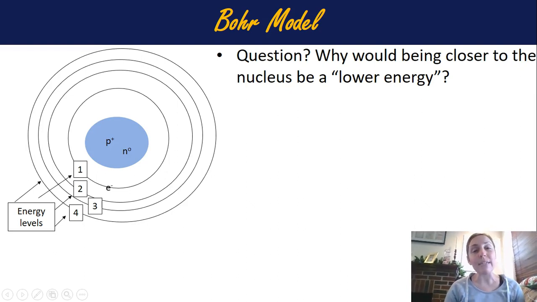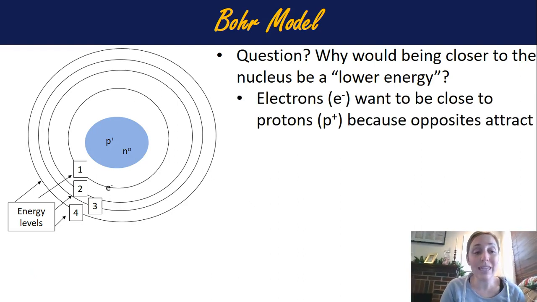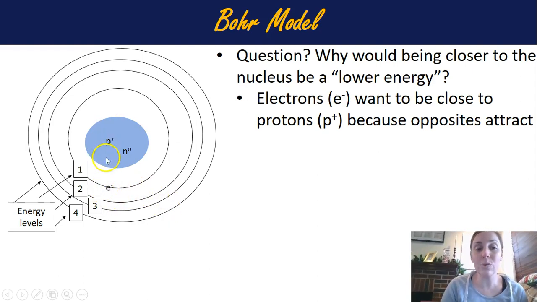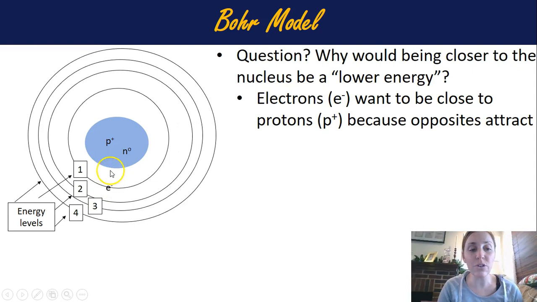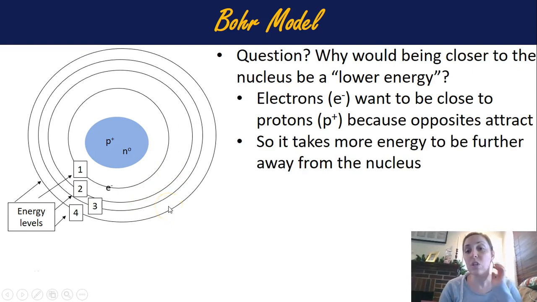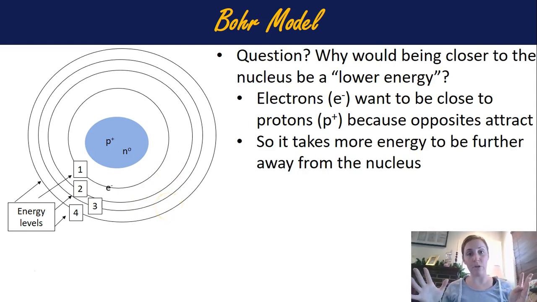When you think about this, you have to think about what is an electron and what's hanging out in the center of the atom. Electrons that are hanging out here in the electron cloud are negative. So they want to be close to the protons in the center of the nucleus because opposites attract. All these electrons want to be closer to the center. So it's going to take more energy to hang out outside. It takes more energy to be further away from the nucleus.